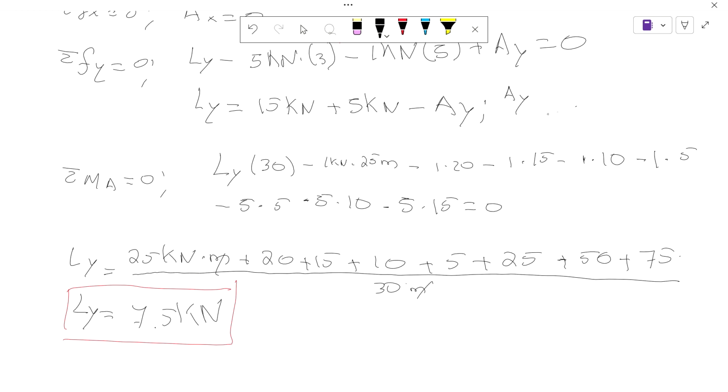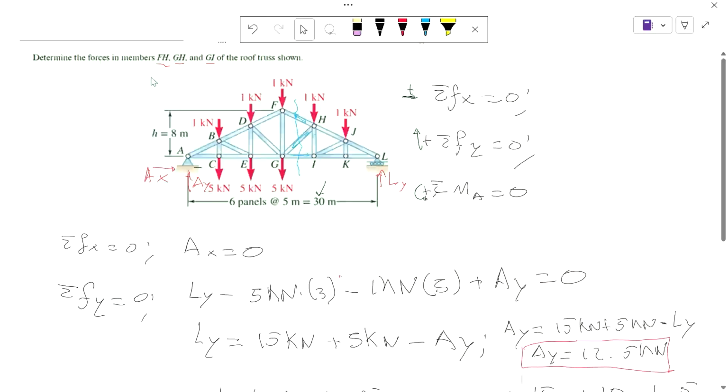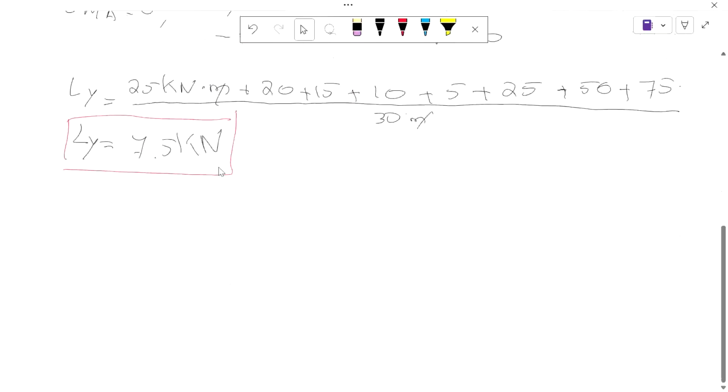A going to the opposite side is equal to 15 kilonewtons plus 5 kilonewtons minus Ly. Okay, so AY is equal to 20 minus 7.5, that's 12.5 kilonewtons. Okay, we got AY and Ly, so this should be the easy part. Now, with those forces, we can go ahead and find the elements FH, GH, and GI.